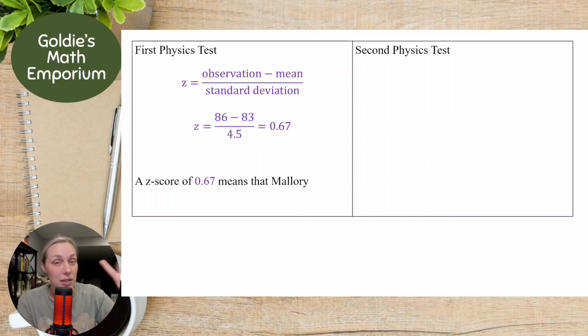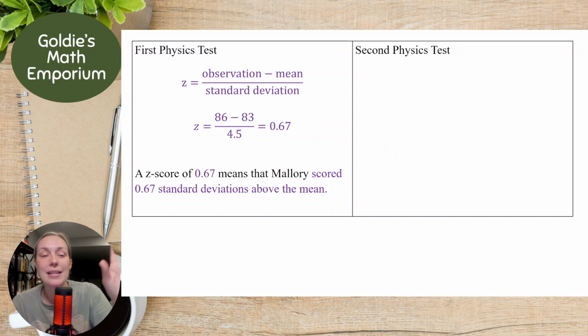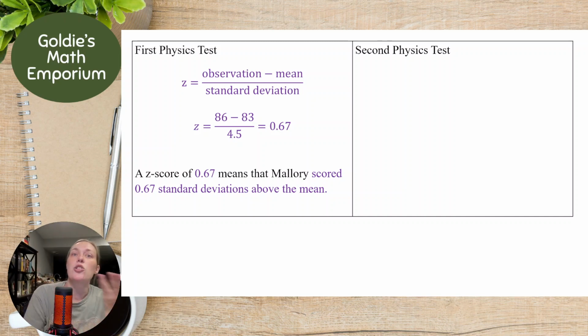And what that means, because you're going to have to be able to interpret these z-scores, is that Mallory scored 0.67 standard deviations above the mean. Because her 86 was above the mean, that distance is positive when you subtract them. We have a positive difference. And then when I took 3 divided by 4.5, I got 0.67. So she is 0.67 standard deviations above the mean.